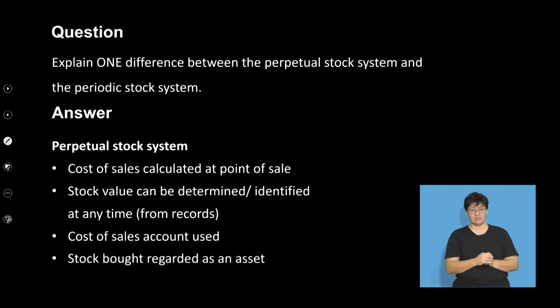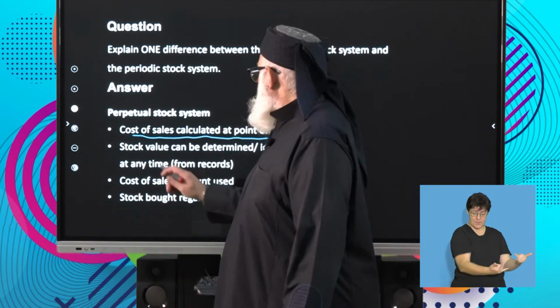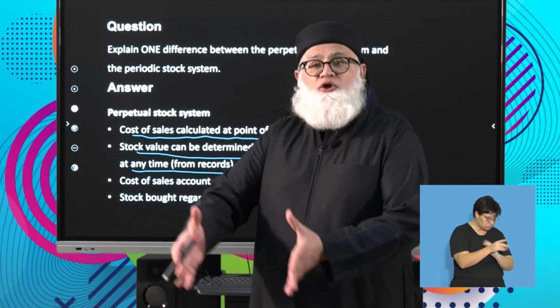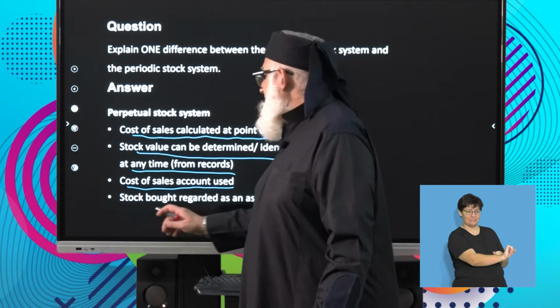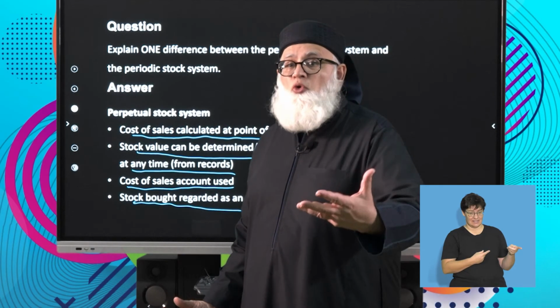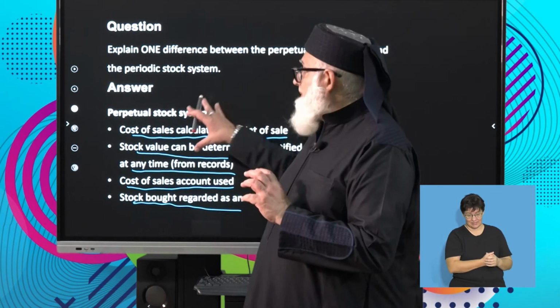In your perpetual stock system, cost of sales is calculated at the point of sale. It means when you sell goods, you record the cost of sale. Stock value can be determined, identified from your records at any time during the year. Why? Because you're keeping a continuous record of stock. Third, cost of sales, you're using a cost of sales account. That means a dedicated account determining the cost of the goods, and stock is regarded as an asset. We've given you much more than what is required, but just to make you aware that these are all the differences, or these are unique to your perpetual inventory system.